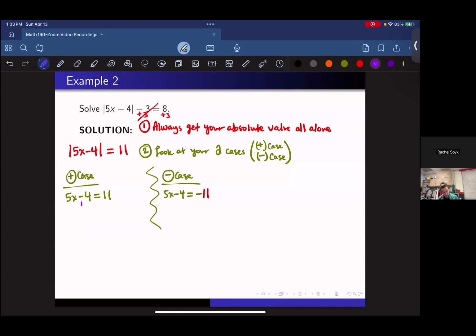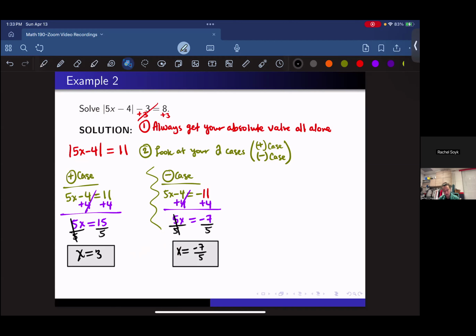So now let's solve. What we can do is we can add 4 to both sides in both cases. That positive case, we end up getting 5x is equal to 15. That negative case, we get 5x is equal to negative 7. And then we're going to go ahead and divide both cases by 5. So our two potential solutions are x is equal to 3 and x is equal to negative 7 fifths.